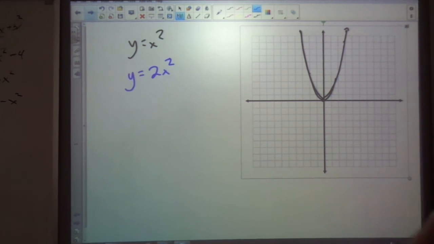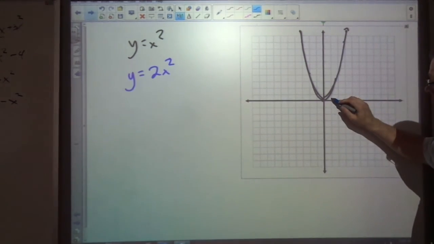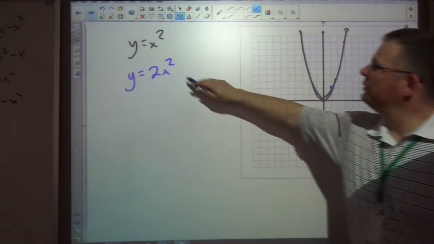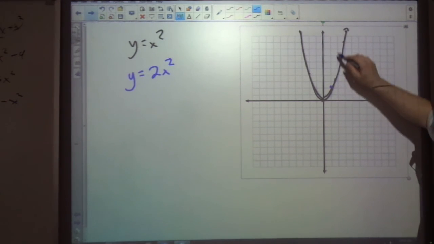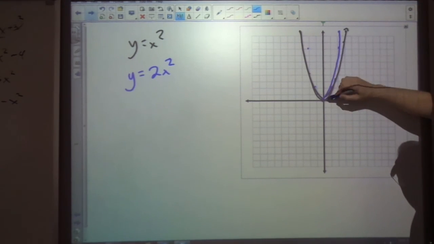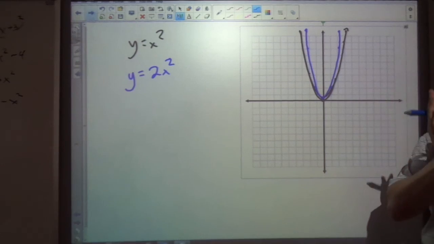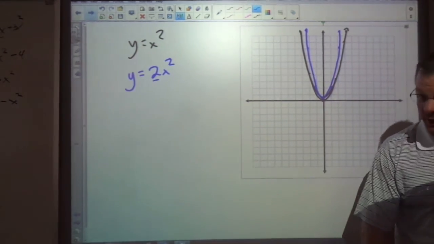Well, even here, let's think about it. If x is 1, we'd go 1 squared times 2. So we'd have 1, 2 up there. If x is 2, we'd have 2 squared is 4 times 2, which is 8. So instead of it being here, it's all the way to 8. The same thing on this side. So look what happens. Does the vertex change at all? Doesn't slide. What happens? Skinnier, right? The bigger the number here, the skinnier the graph gets.